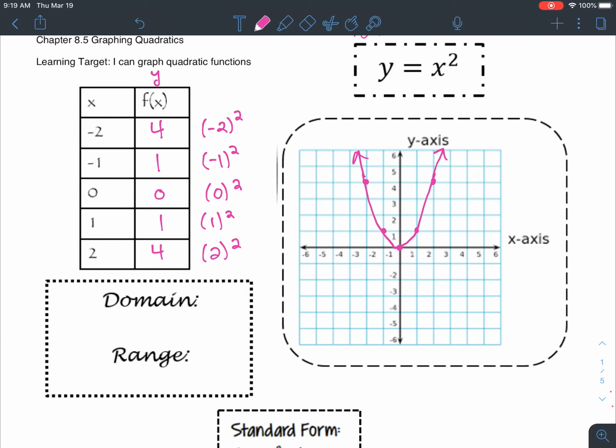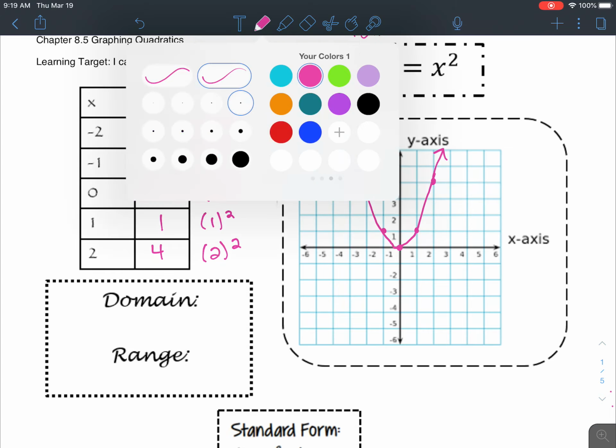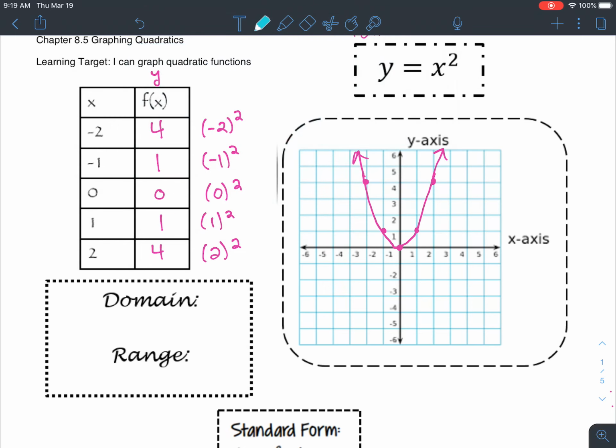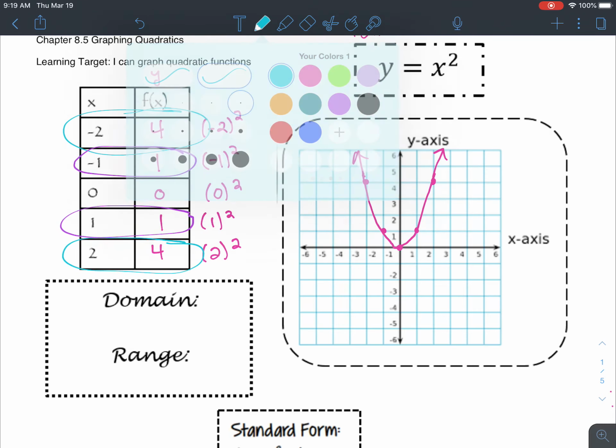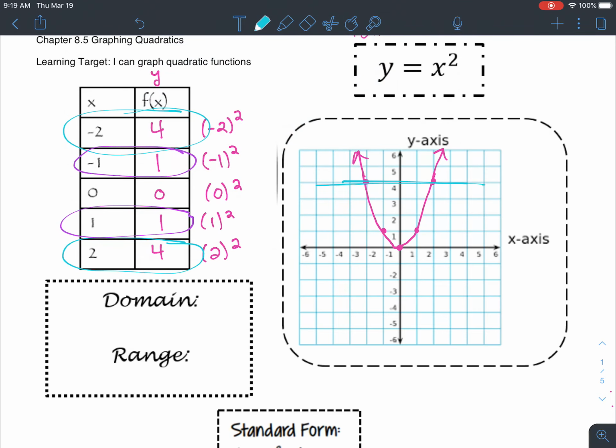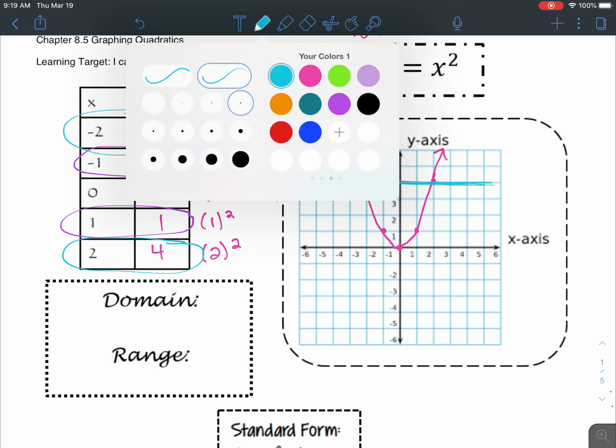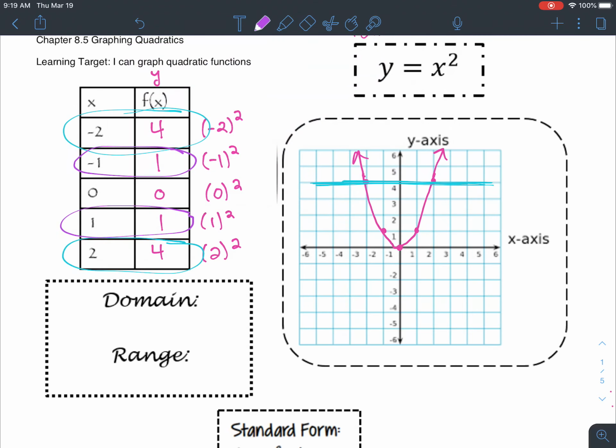What you can notice from this is that it makes that nice U form. What else you can notice is that if you look at my x and y values, they repeat each other. I have this -2, 4, and then down here I have 2, 4. And then I have -1, 1, and I have 1, 1. You can see that on the graph. So my -2, 4 and my +2, 4 are right here.